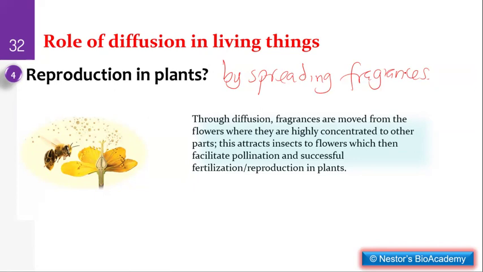Diffusion moves the fragrances from the flowers where they're highly concentrated to distant areas where the insects and other birds can detect that and then locate the flowers. And when they land on the flowers, either to get nectar, to get insects, or to get shelter, they end up transferring the pollen grains from one flower to another, enhancing pollination and ensuring reproduction in plants.